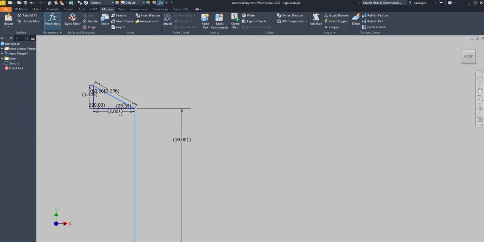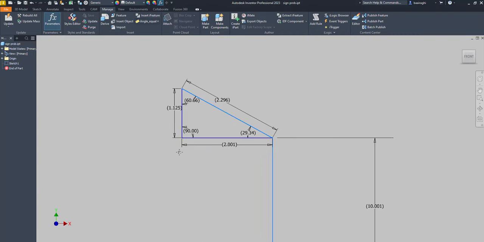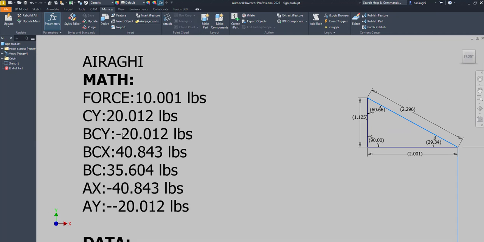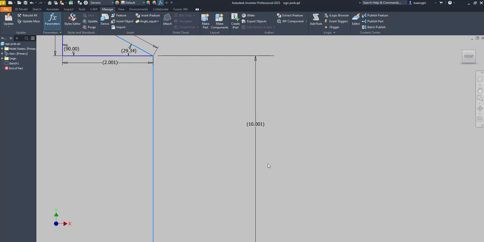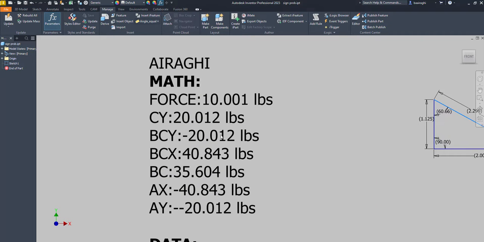So the problem that we had was a 30, 60, 90 triangle. Along the bottom was 2 feet, and then this was a force of 10 pounds. What you need to understand here is the only thing that's actually a real part of the calculation for these is the force, which is 10 pounds. The rest, these are not forces, these are distances. So you're using the distance and the force to come up with what the forces are on the other objects.